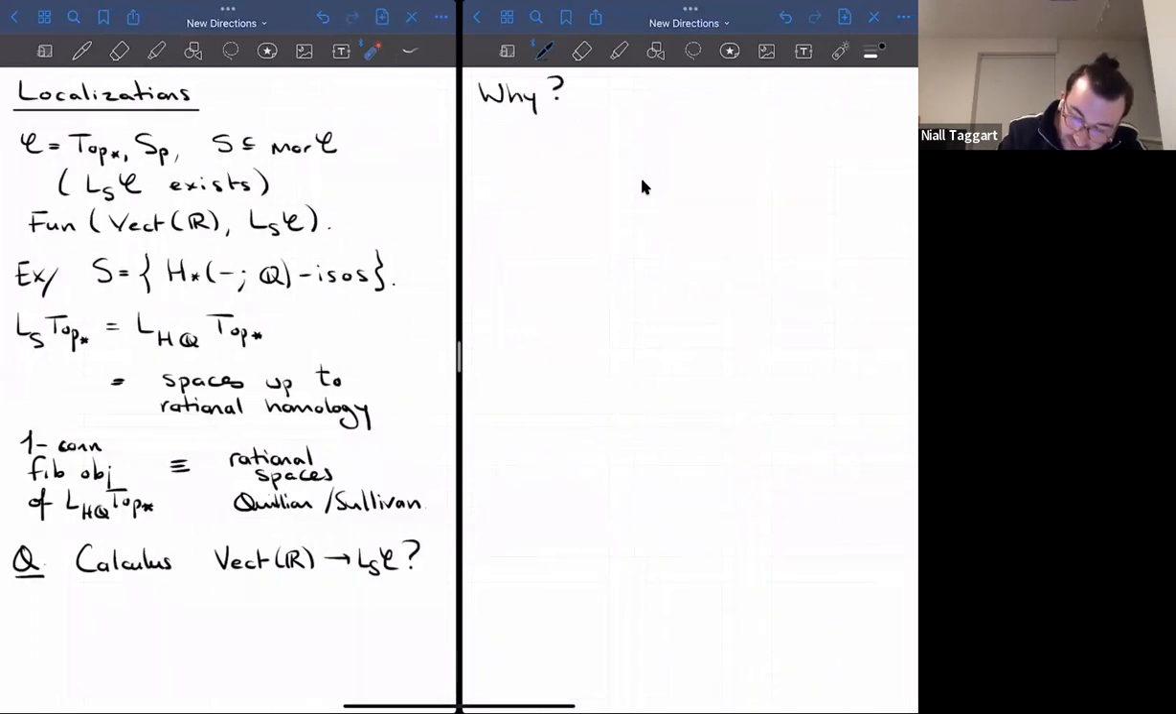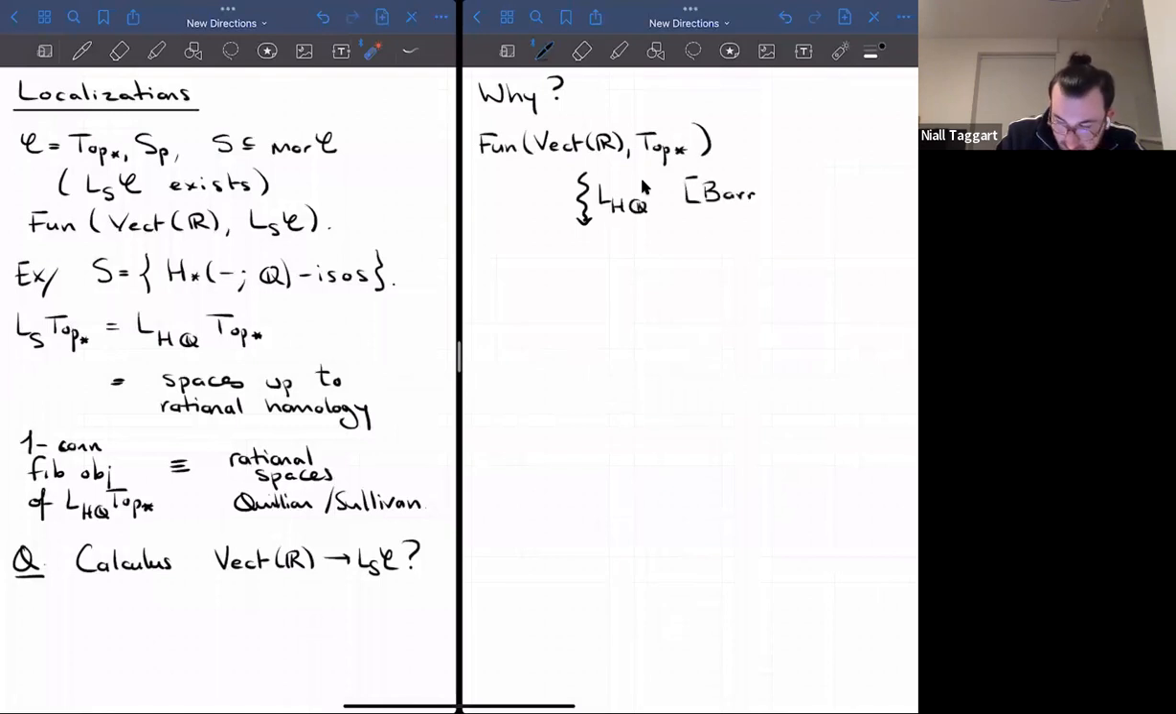So let's say we start off with functors from vector spaces over the reals to spaces. Well, a rational orthogonal calculus already exists. This is in some work of Dave Barnes. So you can transport this to functors from vector spaces to essentially rational spaces without the connectivity estimate.